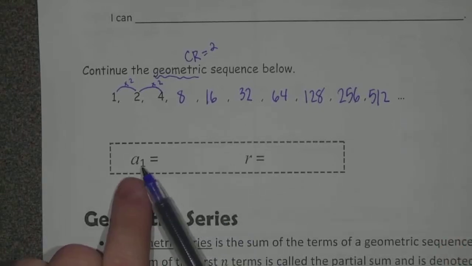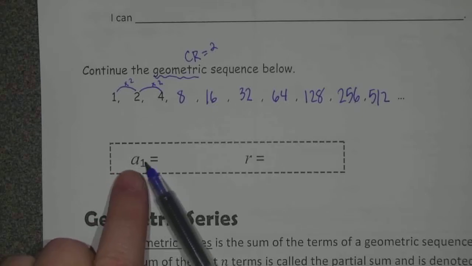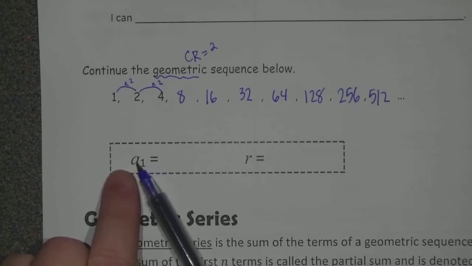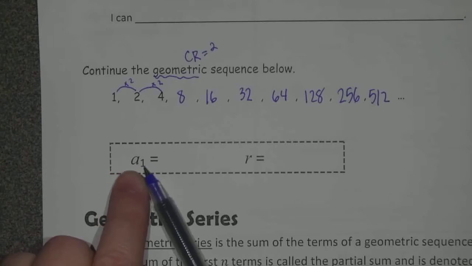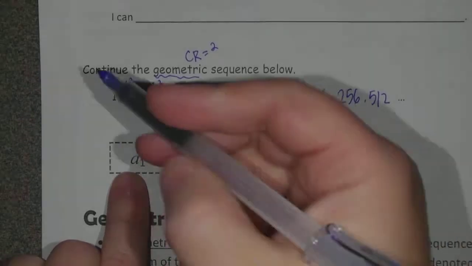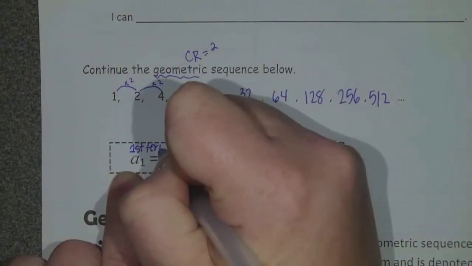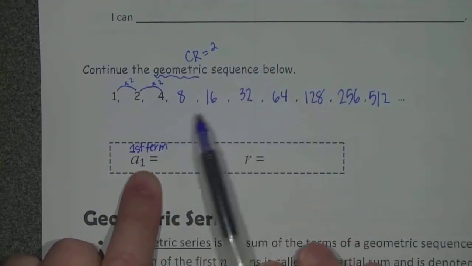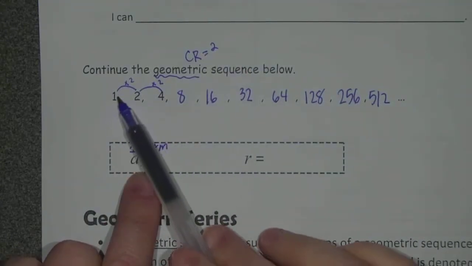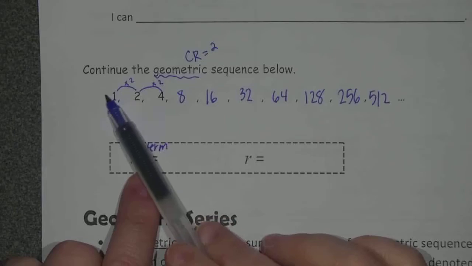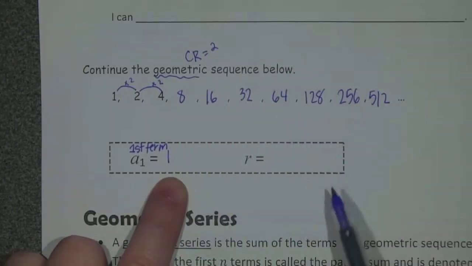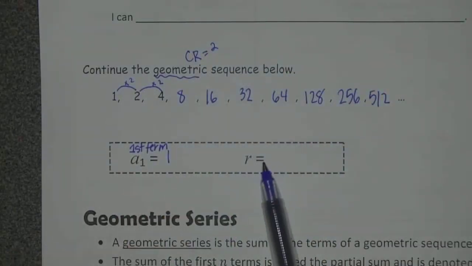Does anybody remember from yesterday's note-taking guide what I said these little subscripts right here mean? They mean the term there. Yeah, so what term is this asking for right here? The first term, right? This right here says, what does the first term equal? What's the value of the first term? 1, right?